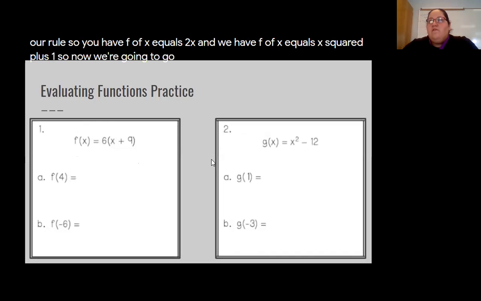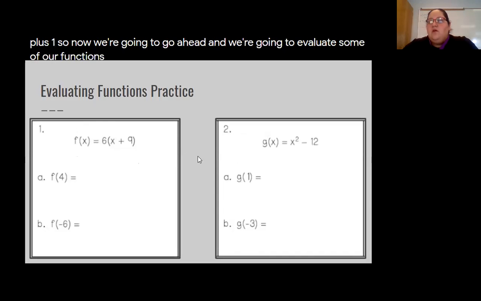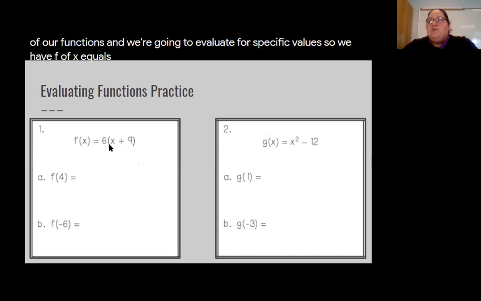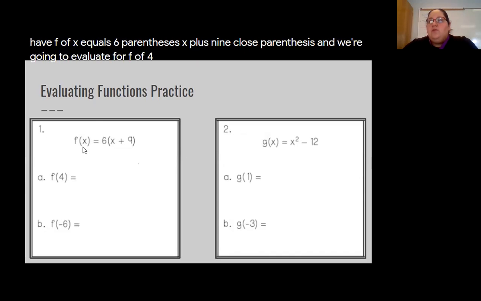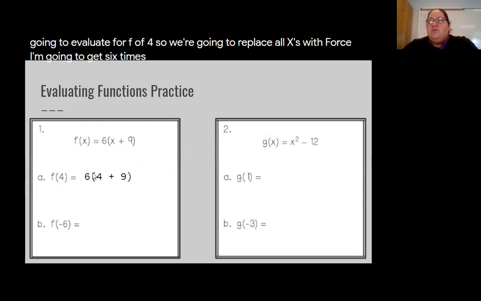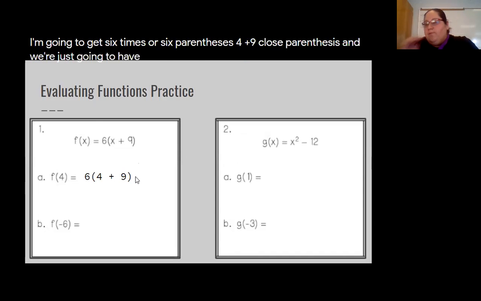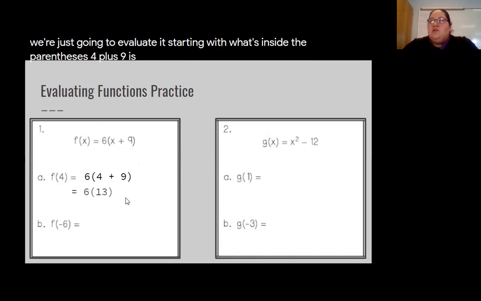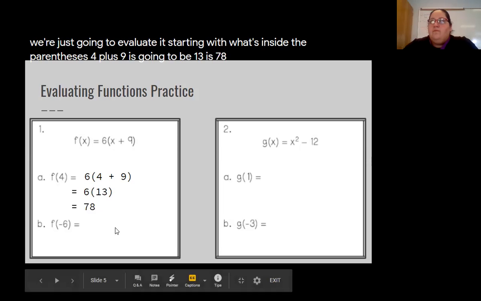So now we're going to go ahead and evaluate some of our functions for specific values. So we have f of x equals 6 parentheses x plus 9 close parentheses. And we're going to evaluate for f of 4. So we're going to replace all x's with 4's. And we're going to get 6 parentheses, 4 plus 9 close parentheses. And we're just going to evaluate it, starting with what's inside the parentheses. 4 plus 9 is going to be 13. 6 times 13 is 78.